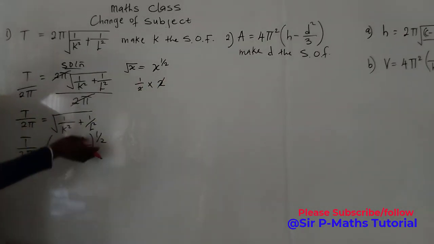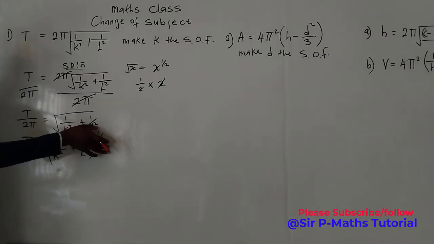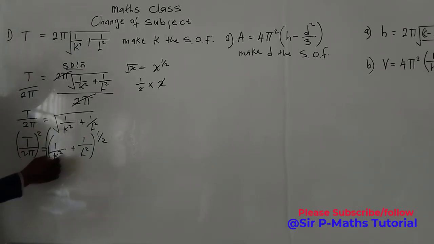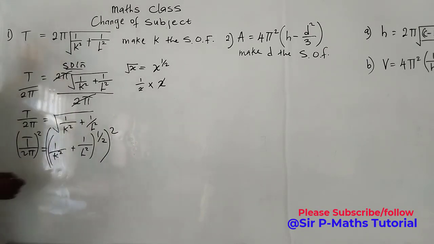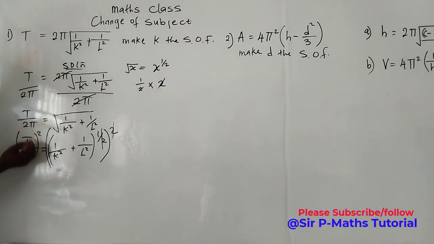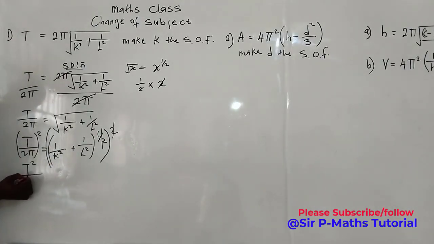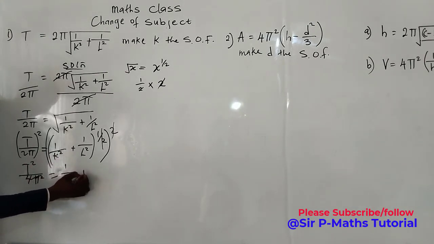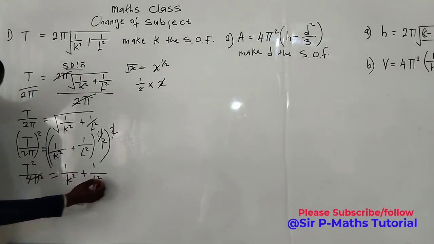So we can now cancel 2. We are looking for a way to eliminate this power here so that these brackets will open. So I will take the square of both sides. Alright, now this square will cancel this square root, and then we open this bracket here. I will have t squared over 2 squared will give me 4, pi squared will give me pi squared equal to 1 over k squared plus 1 over l squared.